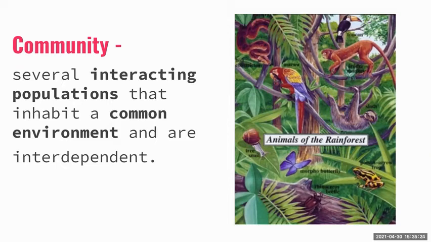Here we're still talking about living things. So in this picture, the sloth is part of this community, but so is the toucan, so is the macaw, so is the boa constrictor and the tree snail and the butterfly and the frog and the beetle. All of those different populations come together to form a community.